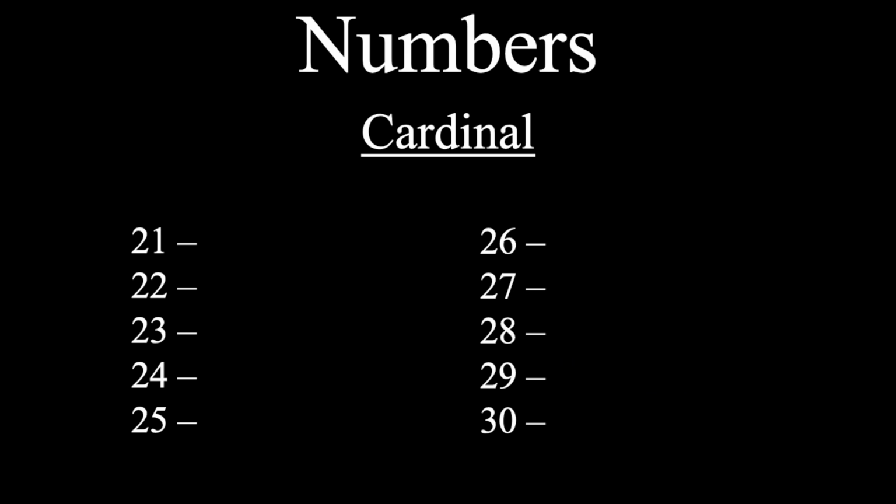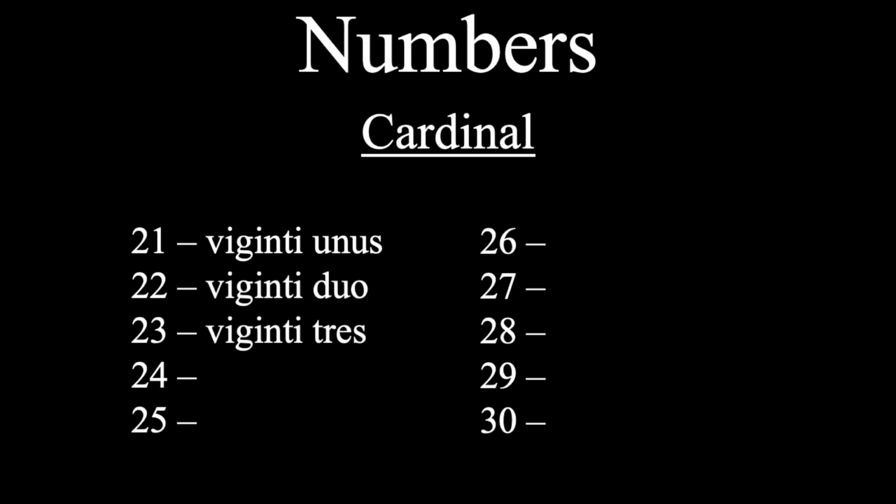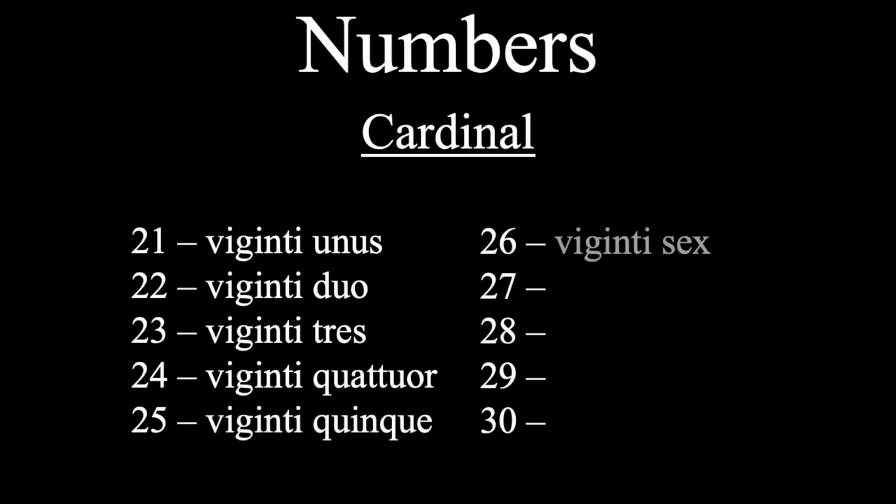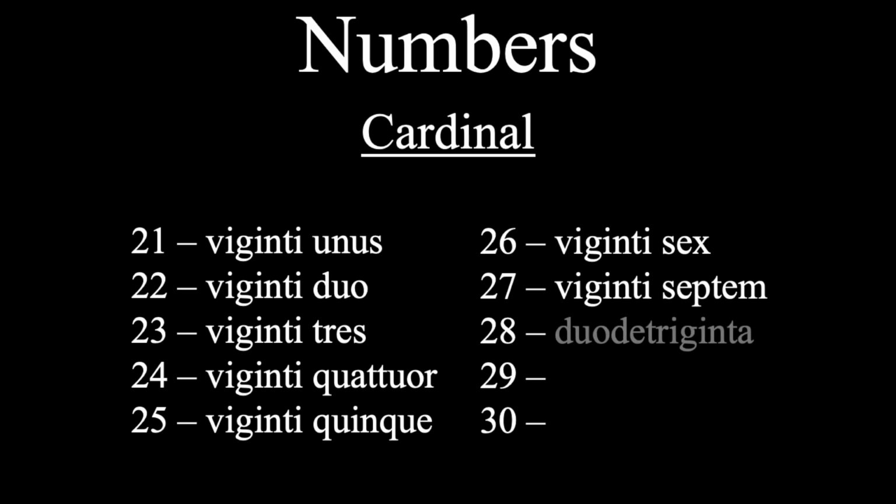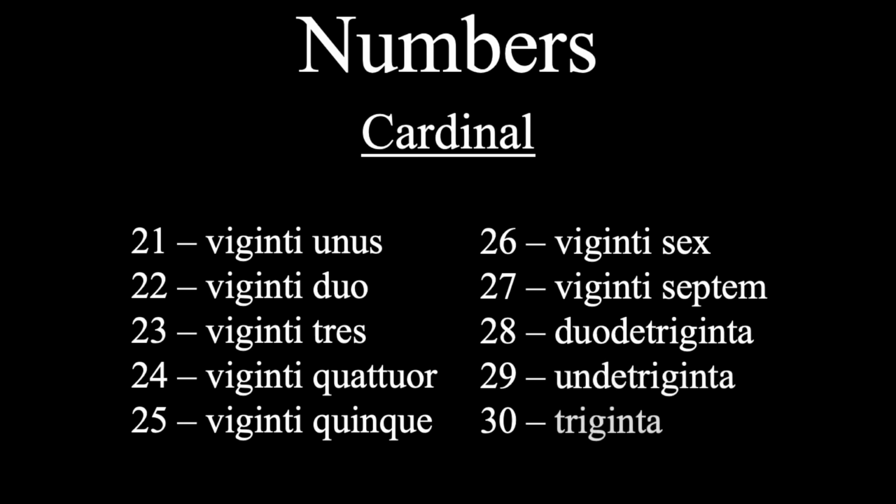All right. Now moving into the 20s, we already saw viginti, so we'll have viginti unus for 21, viginti duo, viginti tres, viginti quatuor, viginti quinque, viginti sex, viginti septem. Then we'll move back to that subtractive method and have duo de triginta, unde triginta, and triginta.